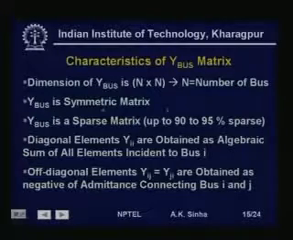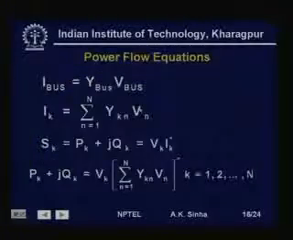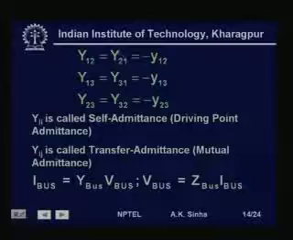Another characteristic that we see for this Y bus matrix is that it is a symmetric matrix. That is, what we are seeing here is Y12 is equal to Y21 is equal to minus small y12. So, what we are saying, Y12 is equal to Y21, Y13 is equal to Y31, Y23 is equal to Y32, that is, we are seeing that the matrix is a symmetric matrix.